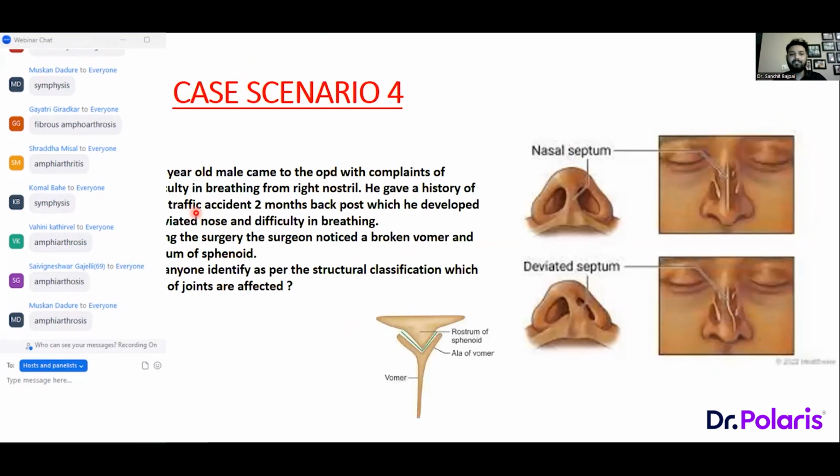A 20-year-old male came to the OPD with complaints of difficulty in breathing from the right nostril. Now this is something which is very common. He gave a history of a road traffic accident 2 months back, post which he developed a deviated nose. So now he has a deviation in the nose, and he developed difficulty in breathing because of that. Now, during the surgery, the surgeon noticed that this person has a broken vomer and rostrum of the sphenoid, so he wanted to correct that. Now, can anyone tell me what particular variety of the structural classification is this joint between the vomer and the rostrum of the sphenoid?